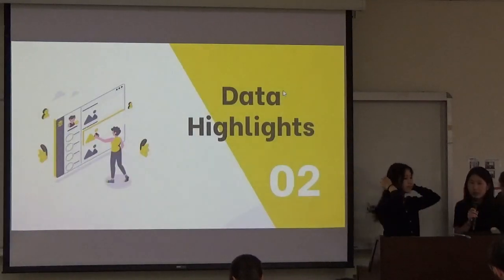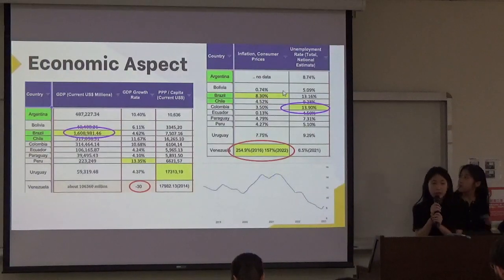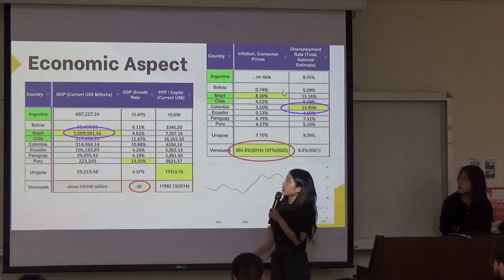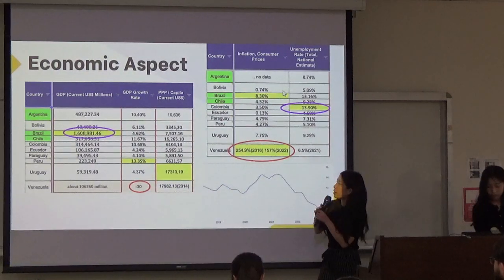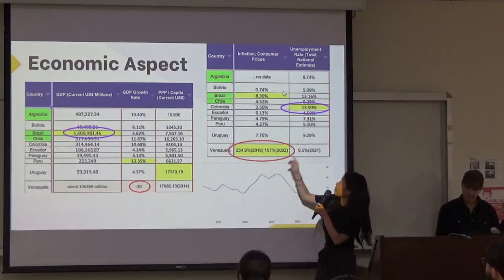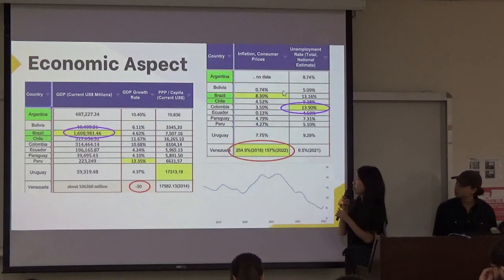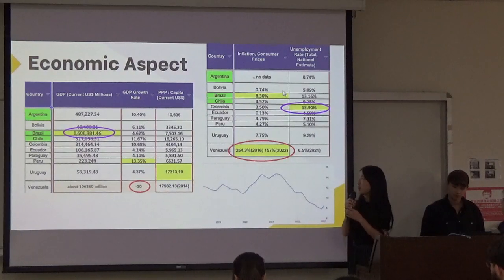Now I'm going to talk about some highlights and trends in our data. First, we'll look at the abnormal numbers. When we look at the GDP growth rate, we can see that most of the countries in South America have a positive growth rate. But Venezuela has a negative growth rate, and also its inflation rate is over 100%. It is because they are still recovering from the economic crisis in 2019. So we believe it's not a good time to invest in Venezuela right now.